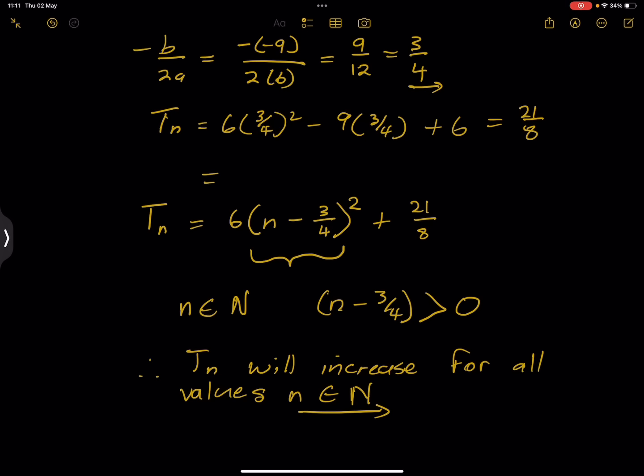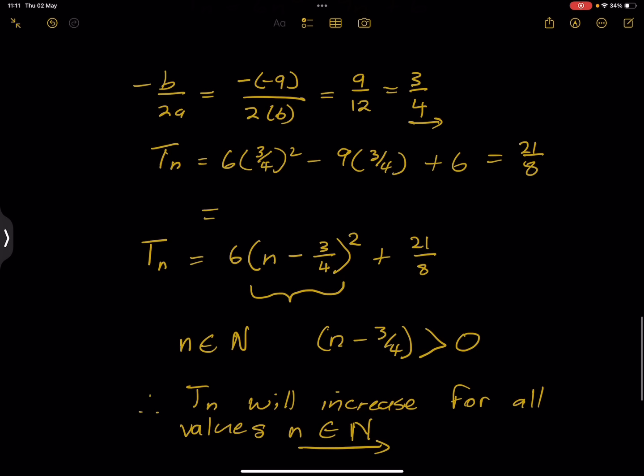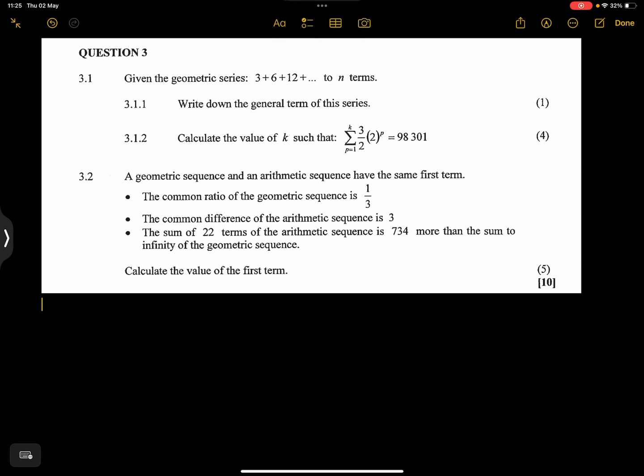All right, ladies and gents, that is how the cookie crumbles. Let's go on to the next question. And question 3 says, given the geometric series, all right, 3, 6, and 12 to the nth terms, they say write down the general term of this series.